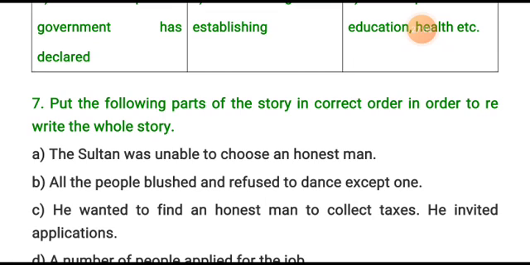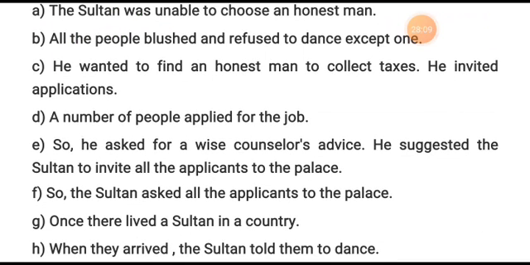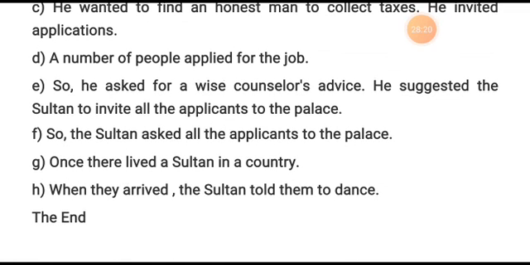Rearrange the sentences. A the Sultan was unable to choose an honest man, B all the people blushed and refused to dance except one, C he wanted to find an honest man to collect taxes, he invited applications, D a number of people applied for the job, E so he asked for a wise counselor's advice, he suggested the Sultan to invite all the applicants to the palace, F so the Sultan asked all the applicants to the palace, G once there lived a Sultan in a country, H when they arrived the Sultan told them to dance.